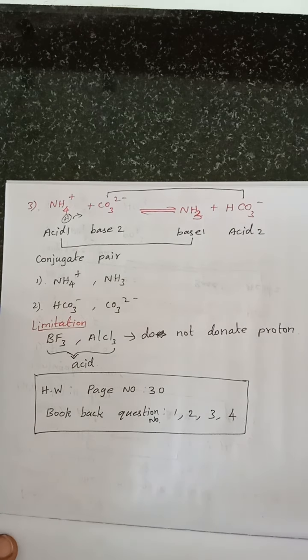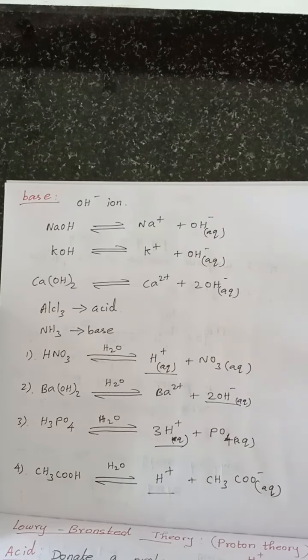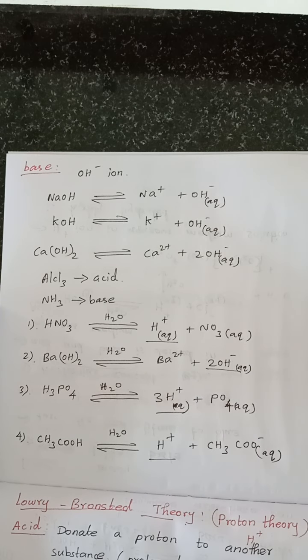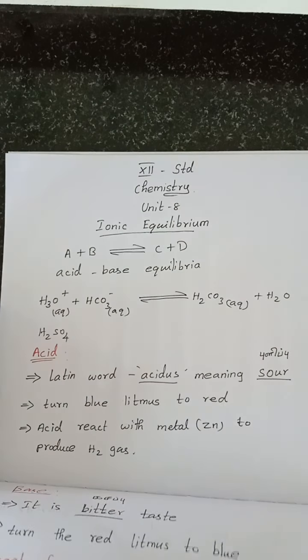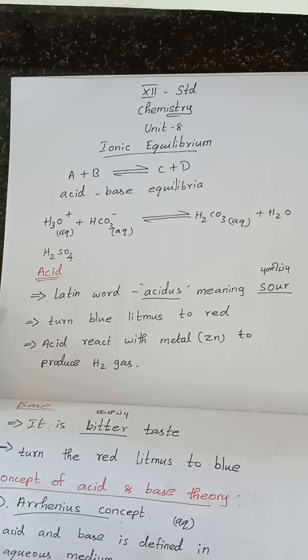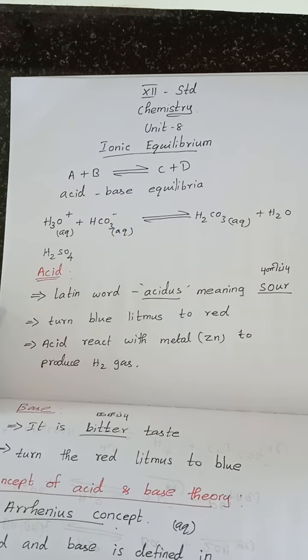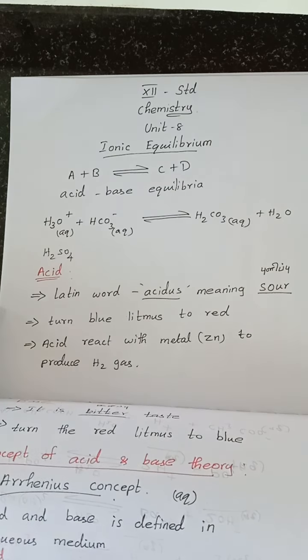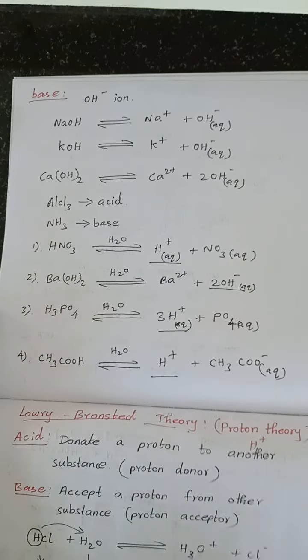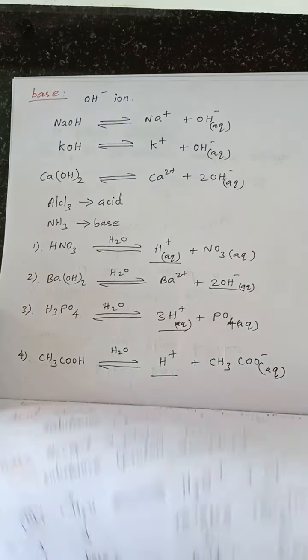Okay children, so today we learned about acids and bases. What is an acid and what is a base? Acid has a sour taste and base has a bitter taste. The concepts of acid and base are the Arrhenius concept and the Lowry-Bronsted concept. In the Arrhenius concept, acid and base are defined in aqueous medium. You saw some examples, so write all the equations in your note and study.